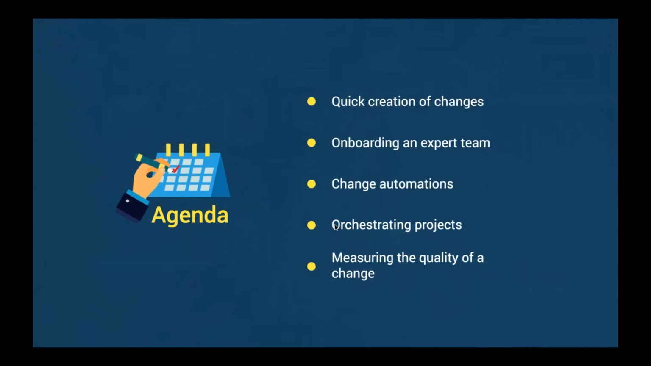The second point is how to onboard an expert team, how we can bring in more experts to work on the change and delegate the work to them. The third point is automations with regards to change management. What are the different things that you can automate to speed up the process of change implementation?